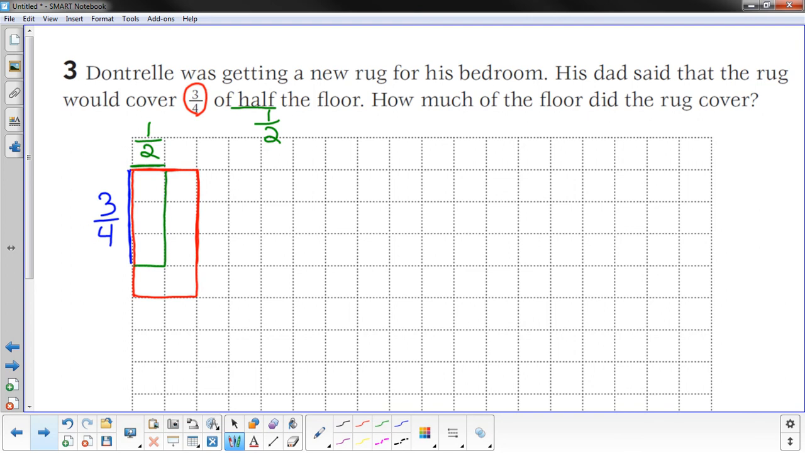So this is my answer right here. 1/2 of 3/4. The rug's covering that much of it. So let's see, that's 3 out of how many? 8ths. So my answer is 3/8.